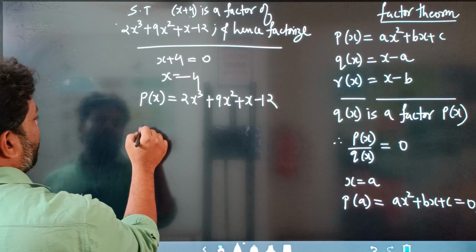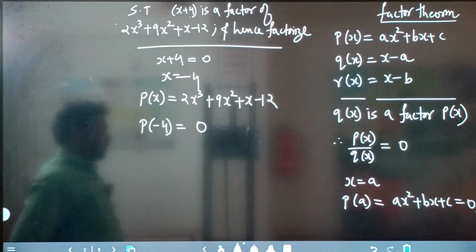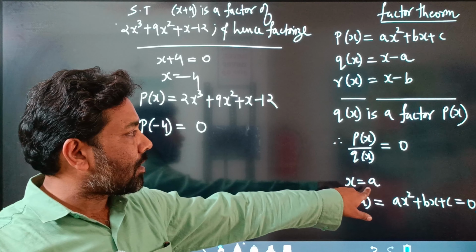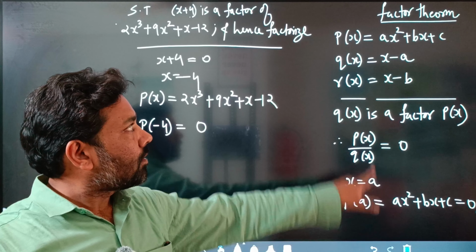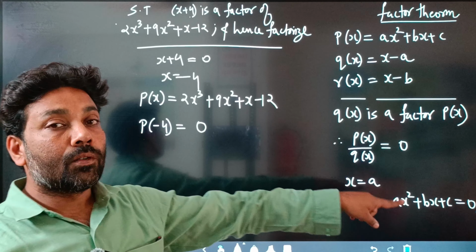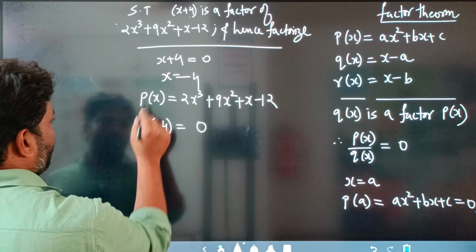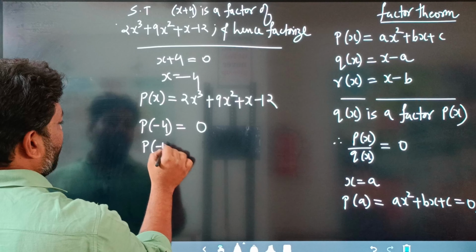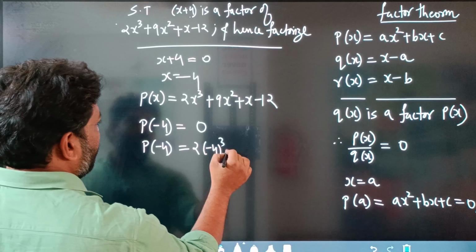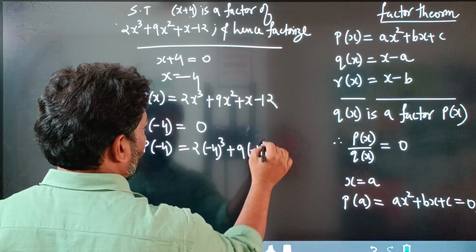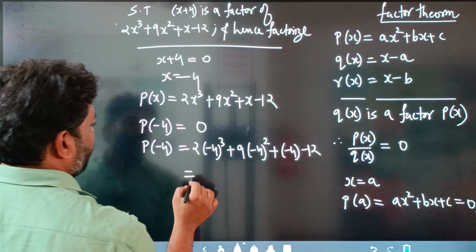Then substituting x equal to minus 4, the answer should come 0 as per this, right? When we substitute in the polynomial, it should give you 0. So p of minus 4 should give us 0. Let us substitute and see. P of minus 4 is minus 4 cube plus 9 into minus 4 square plus minus 4 minus 12.